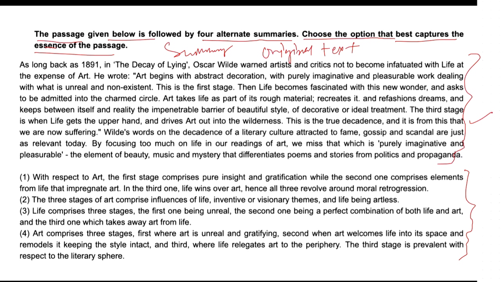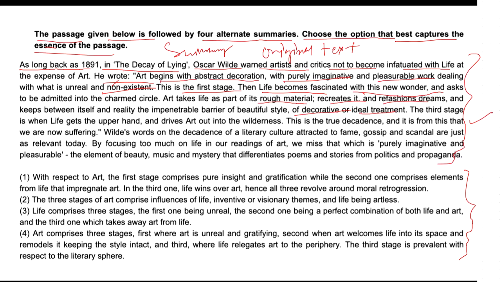It says that as long back as 1819, in The Decay of Lying, Oscar Wilde warned artists and critics not to become infatuated with life at the expense of art. He wrote, art begins with abstract decoration, with purely imaginative and pleasurable work dealing with what is unreal and non-existent. This is the first stage. Then life becomes fascinated with this new wonder and asks to be admitted into the charmed circle. Art takes life as part of its rough material, recreates it, refashions it, and keeps between itself and reality the impenetrable barrier of beautiful style, of decorative or ideal treatment.